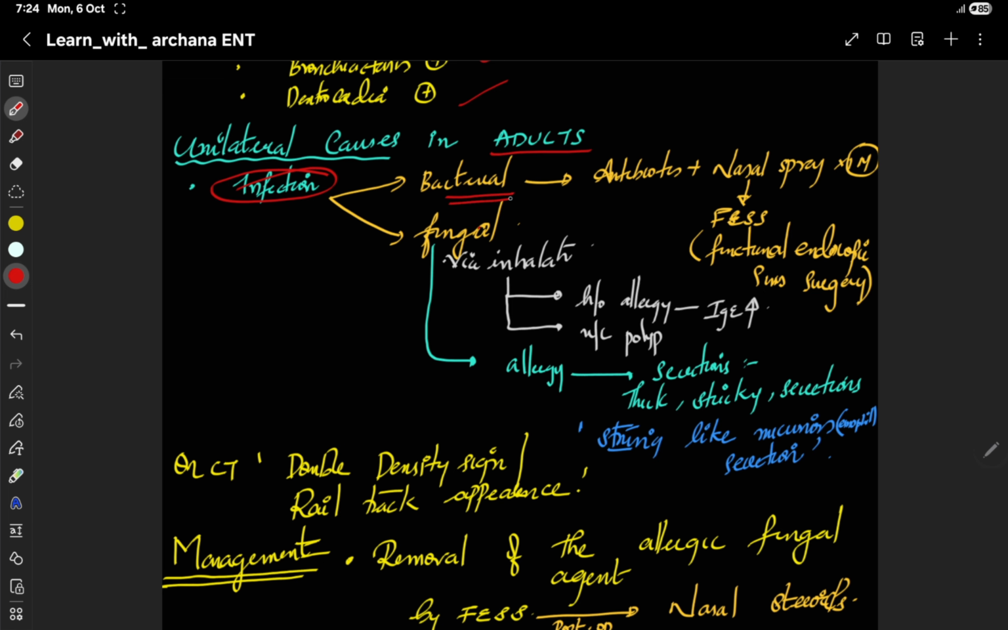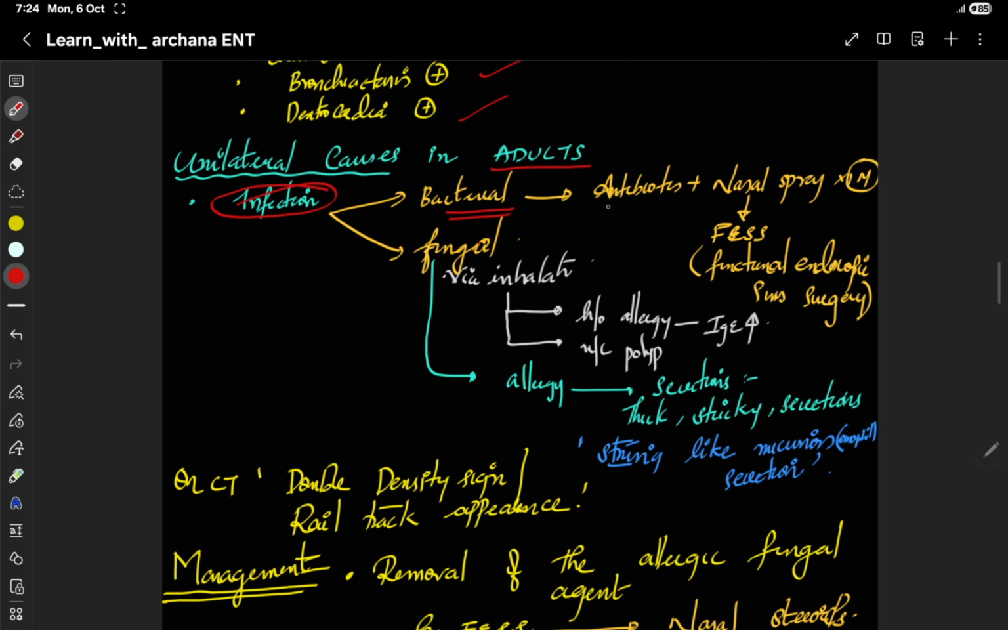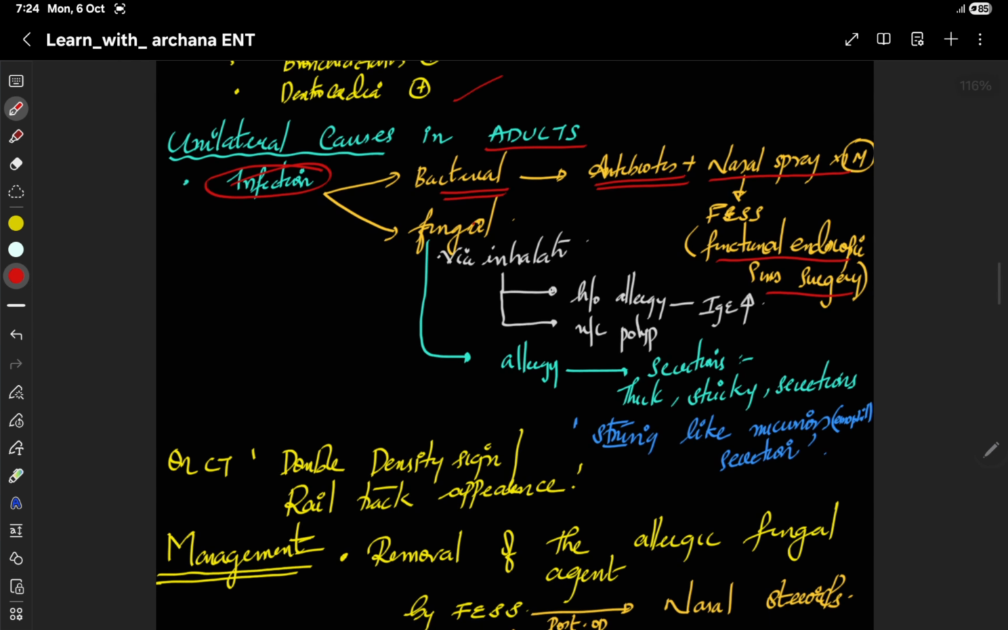For bacterial infection, what will happen? There will be unilateral involvement only, right? And we have to give antibiotics to prevent bacterial growth, and we have to give a nasal spray. Okay. And if it doesn't resolve, we have to do functional endoscopic sinus surgery.